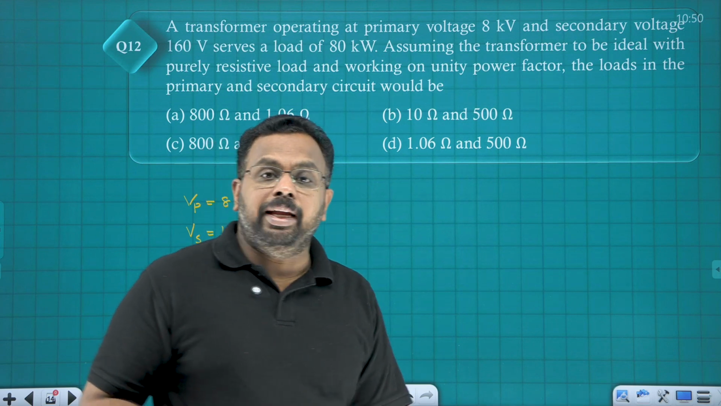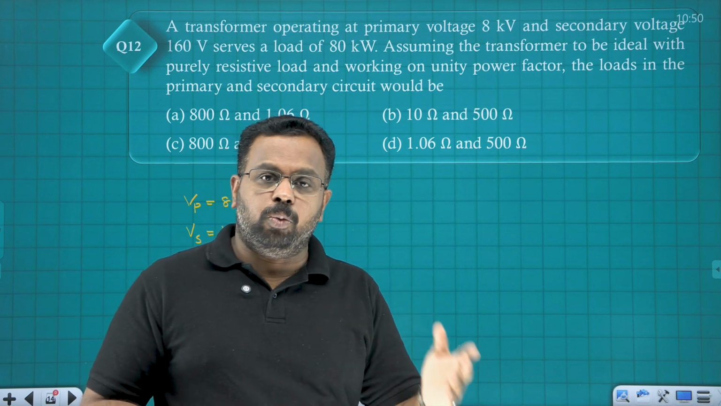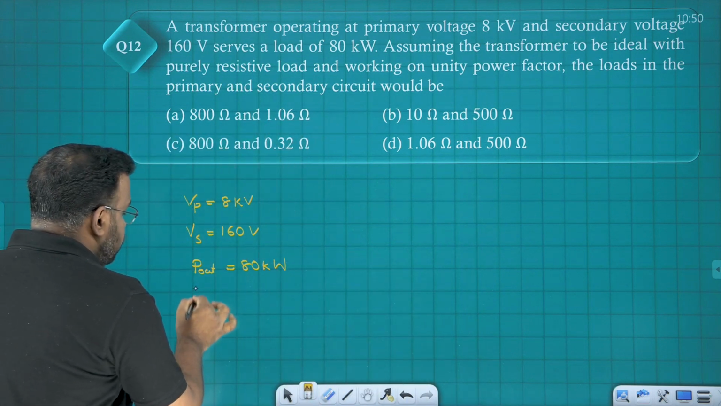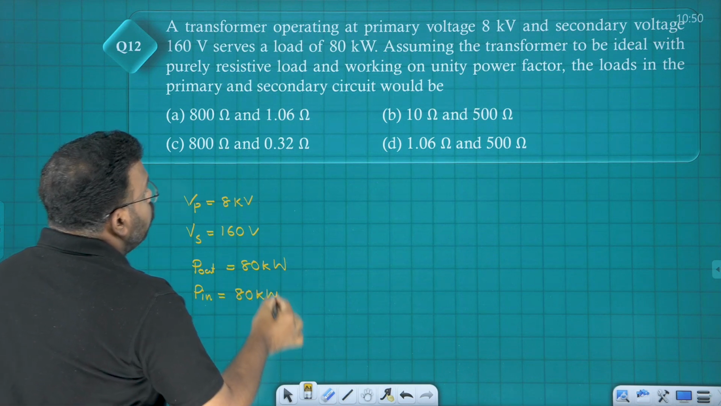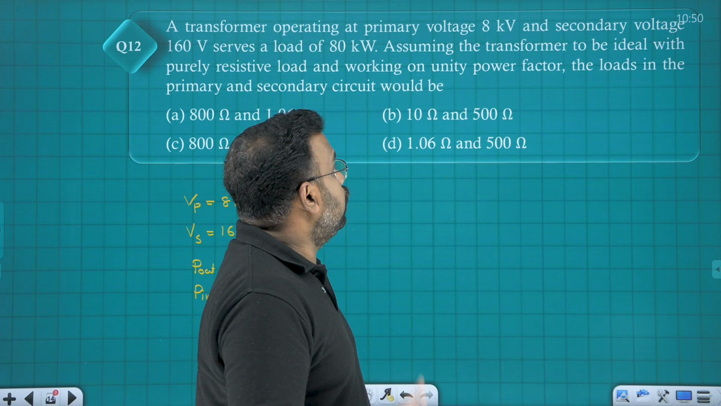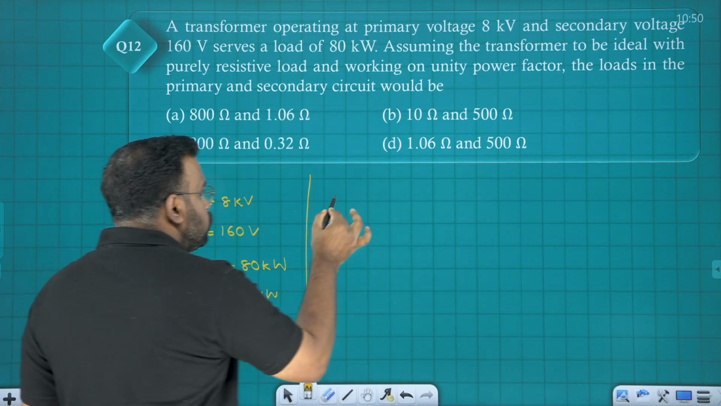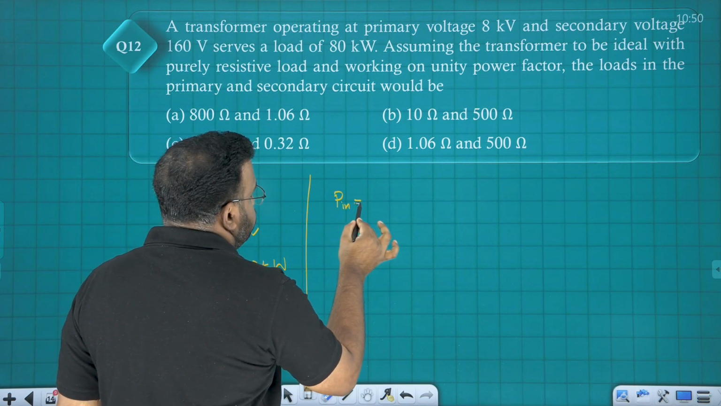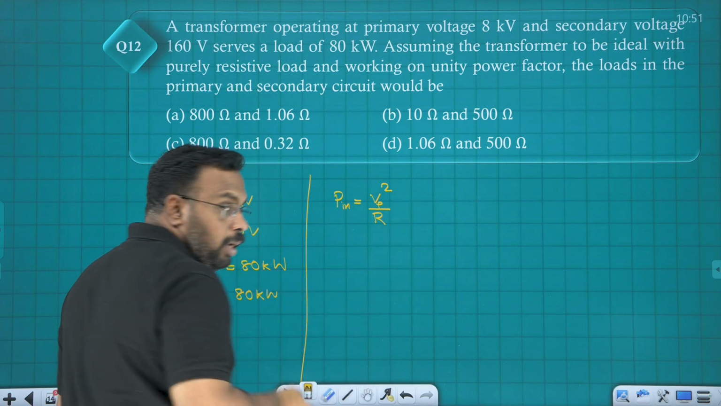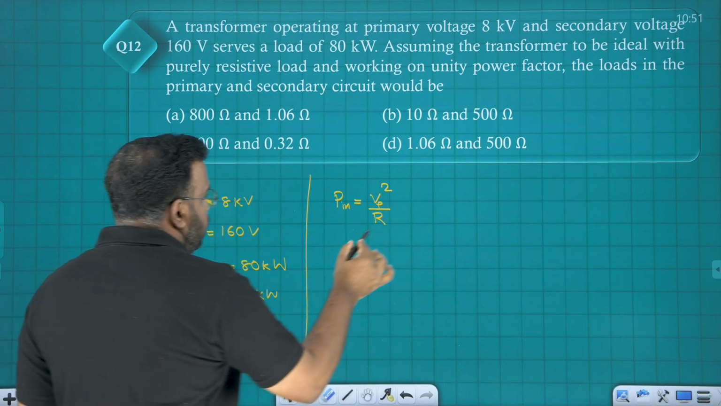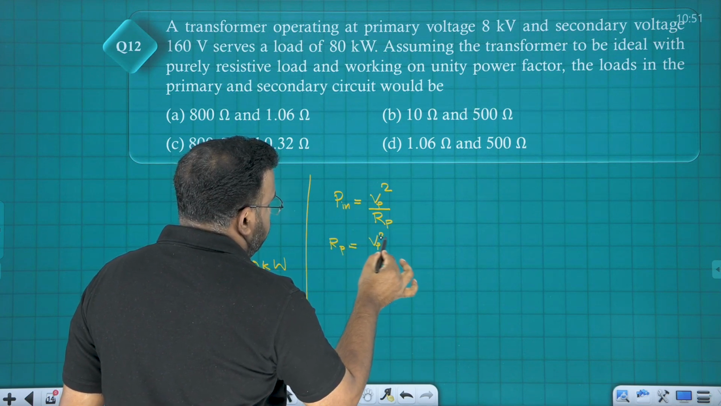Assuming the transformer to be ideal, what is the meaning of an ideal transformer? Ideal transformer means there is no power loss. That means input power and output power are equal. So P out is 80 kilowatt means P in will also be 80 kilowatt. Then what we need to find is the load in the primary and secondary. That means the resistance value only we need to find. Now it's a very easy question because we know that P in is equal to Vp square by R, where R is the primary resistance. So R primary is equal to Vp square by P in.